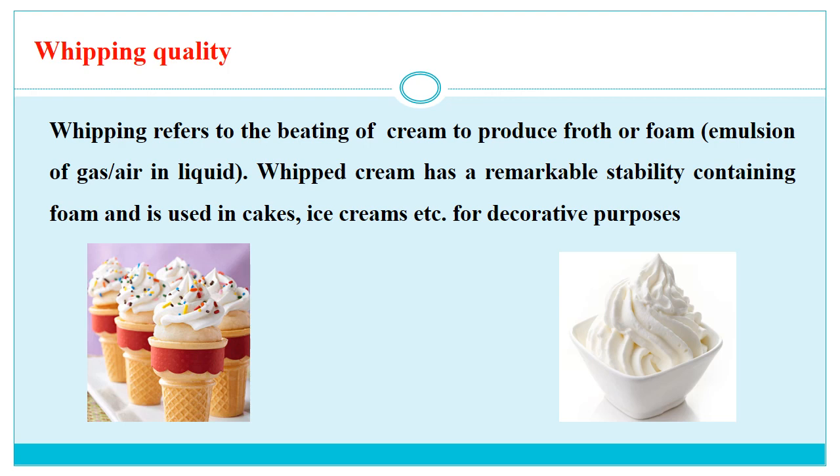Here is another property called whipping quality. Whipping refers to the beating of cream to produce froth or foam, that is an emulsion of gas, air, in liquid. So somehow the air is incorporated into the emulsion, and that is the whipping. Whipped cream has a remarkable stability, containing foam, and is used in cakes, ice creams, etc. for decorative purposes. This whipping property is very important for making ice cream and for the property called overrun of ice cream, which we are going to discuss later.